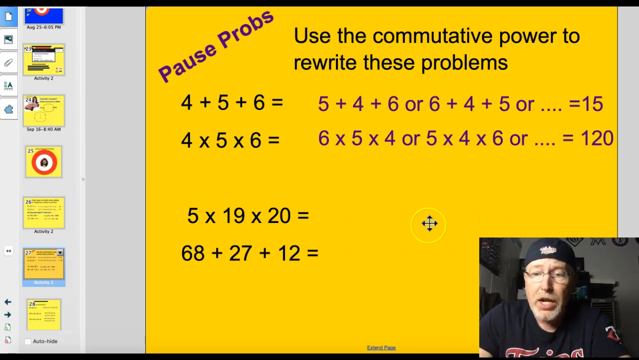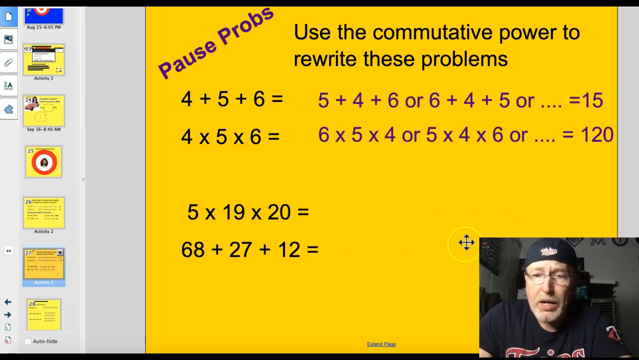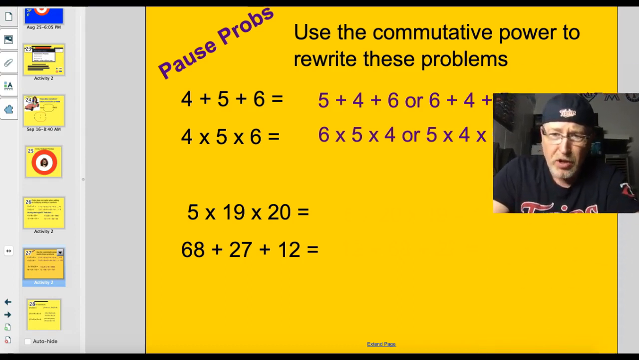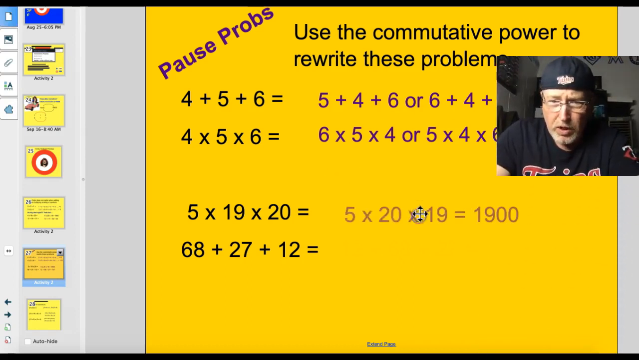These two here are a little more challenging, you know. I mean, you can rewrite it a bunch of different ways, but there's probably one way that would make it easier for me to solve. That's if I rewrote it like this. 5 times 20 would be 100 times 19. Yeah, I would rewrite it this way to solve it.